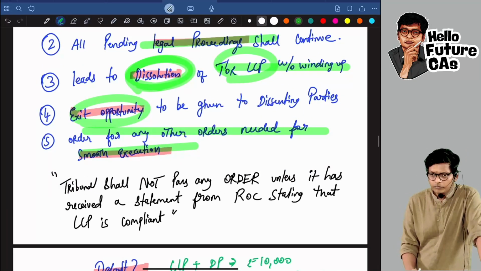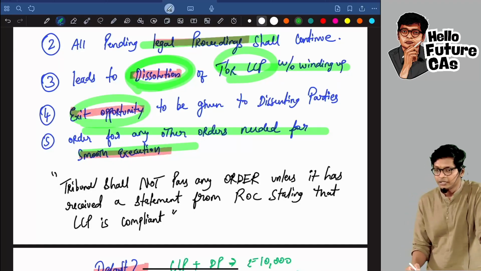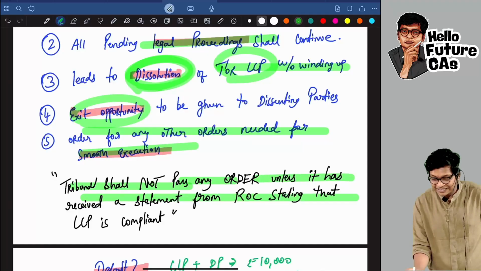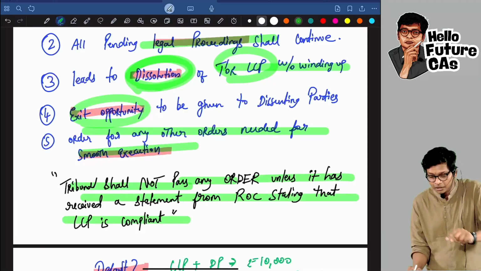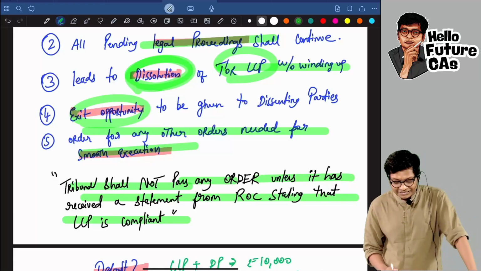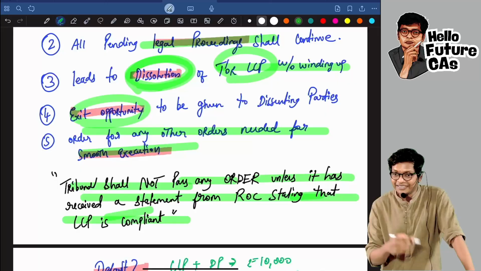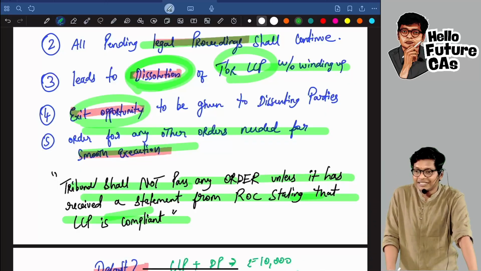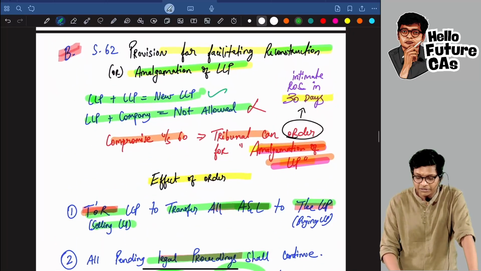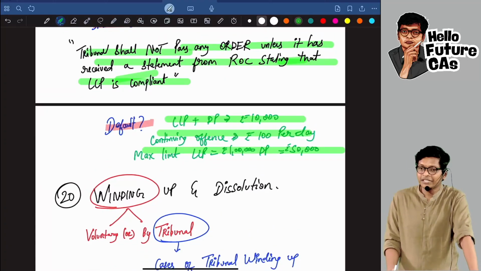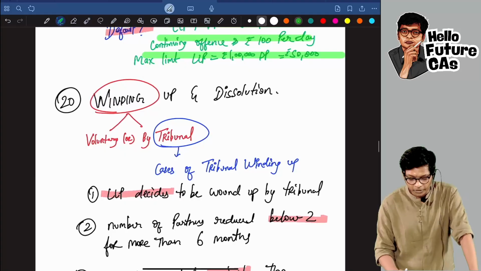Clear? Then they are giving an additional condition, a proviso. The tribunal shall not pass any order unless it has received a statement from the ROC that the LLP is complying with all the provisions. Are you all with me, guys? Understanding? Any doubts so far? Easy, guys. When you read the notes also, you know what's important and what's not important. Sir, default, penalty is there. Go through that at your end, guys. Okay. Last one, 20, guys.